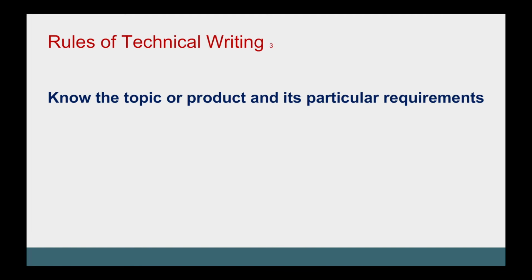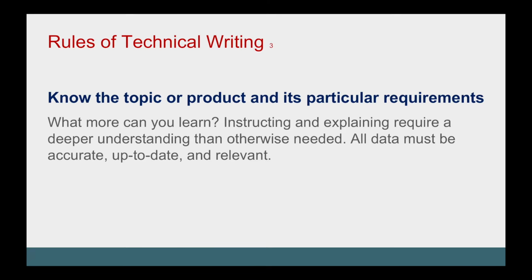The next rule is to be knowledgeable. Know the topic or product and its particular requirements. Always learn as much as you can about what you are being asked to write. Going back to Einstein's quote, you have to understand it completely in order to explain it simply and effectively. Be sure you are aware of any requirements that may be specific to the topic or product, such as what warnings you may need to provide or what misconceptions you may need to address.